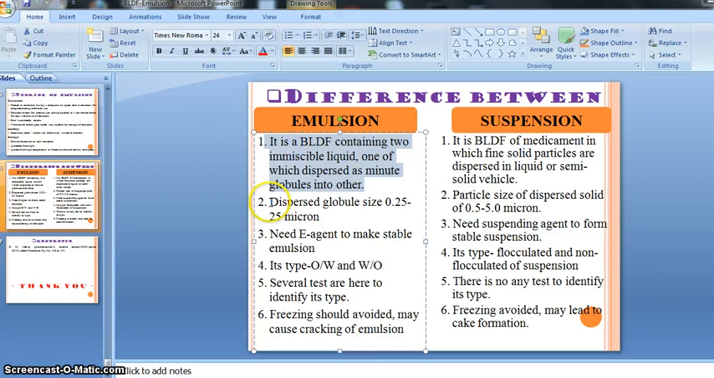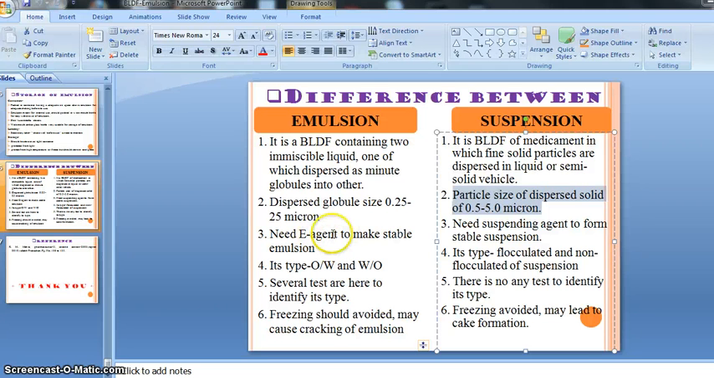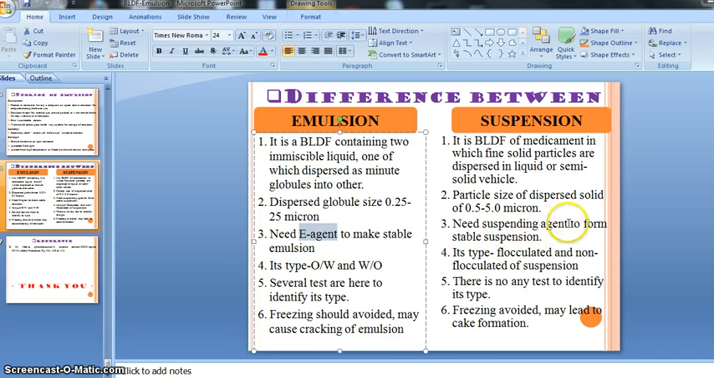Then our second point we can describe on the basis of their globule size, or dispersed phase size. Here also the same. Then our third point depends on the agent for the stable preparation. For our stable emulsion, the agent we use is an emulsifying agent, and for the suspension there is a suspending agent, right?